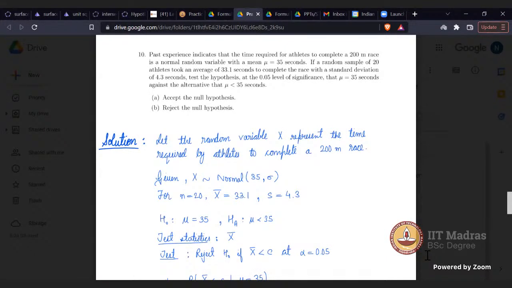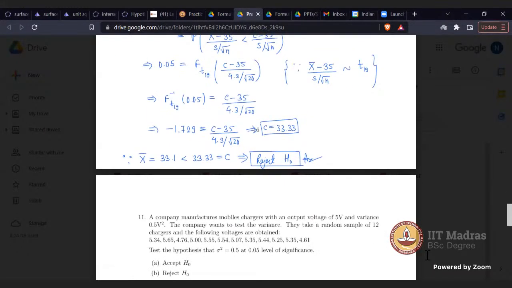Can we do a Z test here? I mean, the Z test is for the mean when the variance is known, right? Here the variance of the sample is given. So can we use a Z test? Past experience indicates that the time required for athletes is a normal random variable. You can use the Z test also. The result will come out to be almost the same. What answer are you getting? Reject H naught.